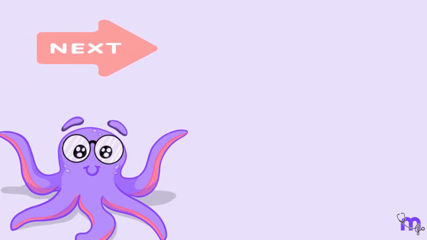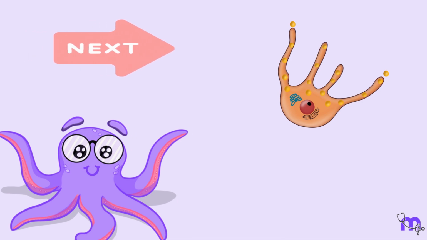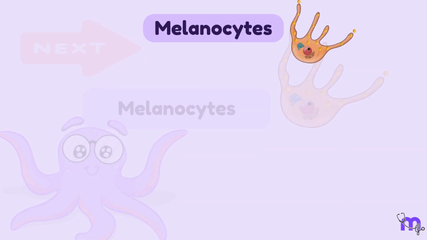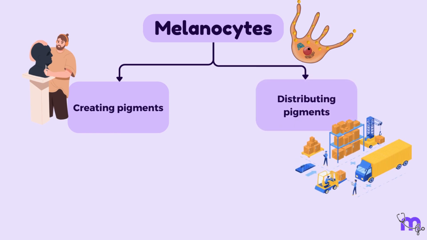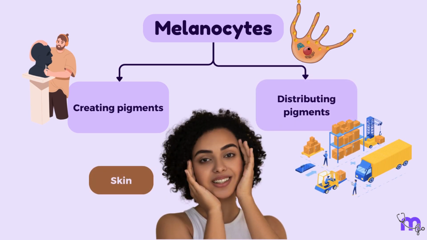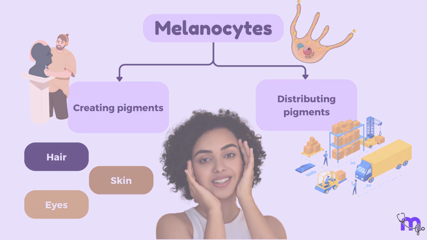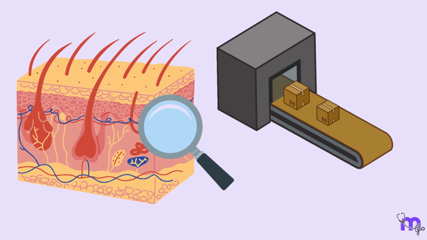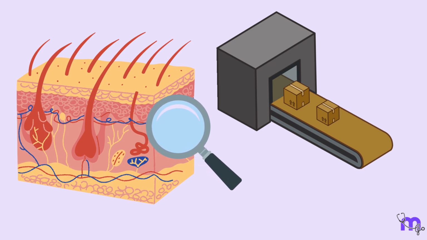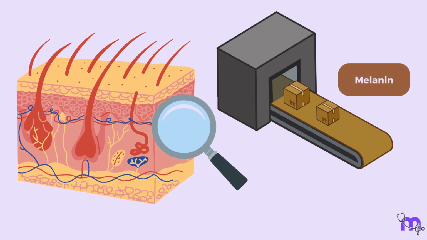Next up, we have the pigment cells or melanocytes. These cells are responsible for creating and distributing the pigments that give color to our skin, hair, and eyes. They are like tiny factories tucked away in the deepest layers of our skin, constantly churning out melanin, the pigment that gives our skin its characteristic tone.